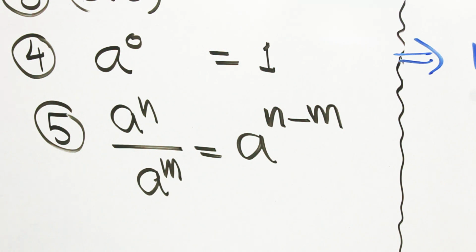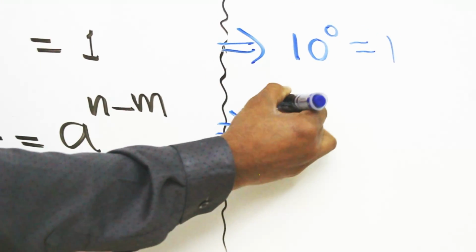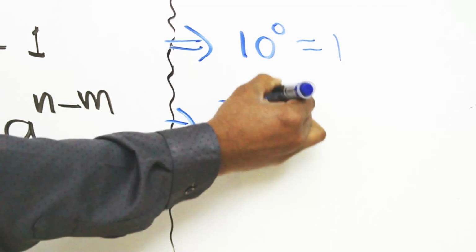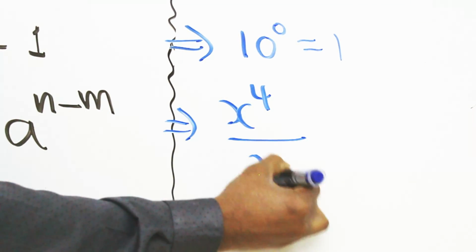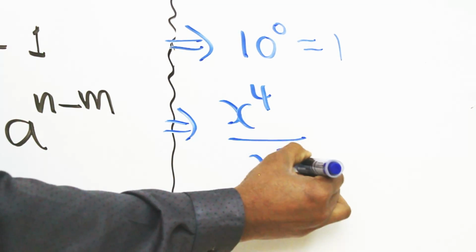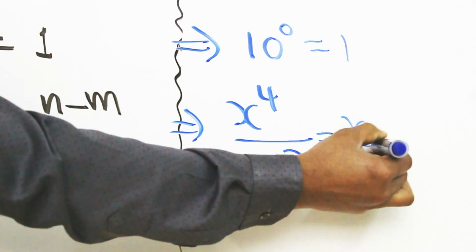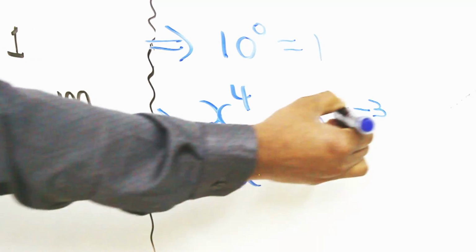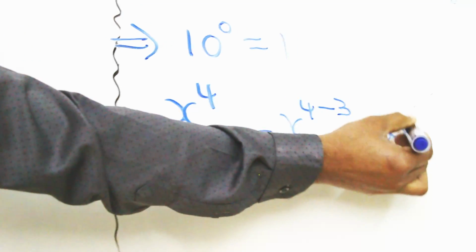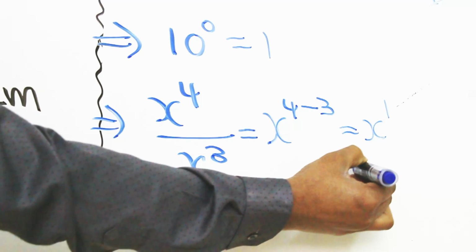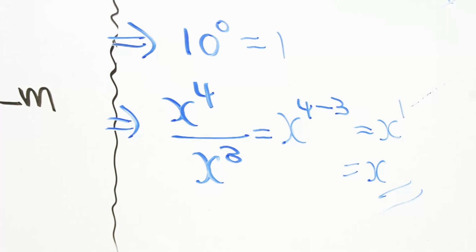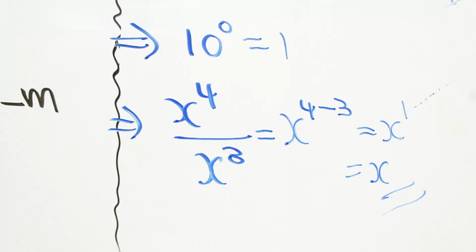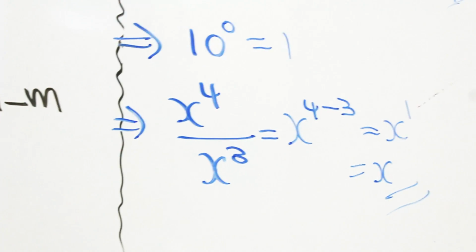For example, we have x power 4 divided by x raised to 3. We will get x power 4 minus 3, which means x power 1, which is equal to x. So this is the division rule.